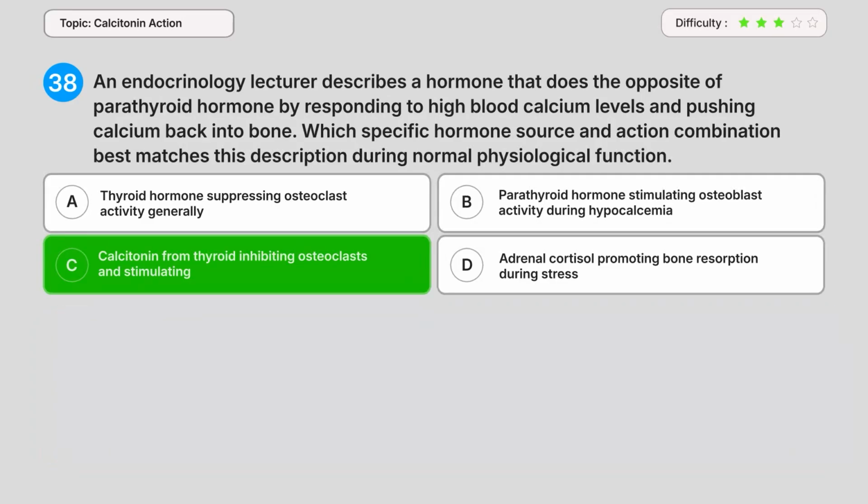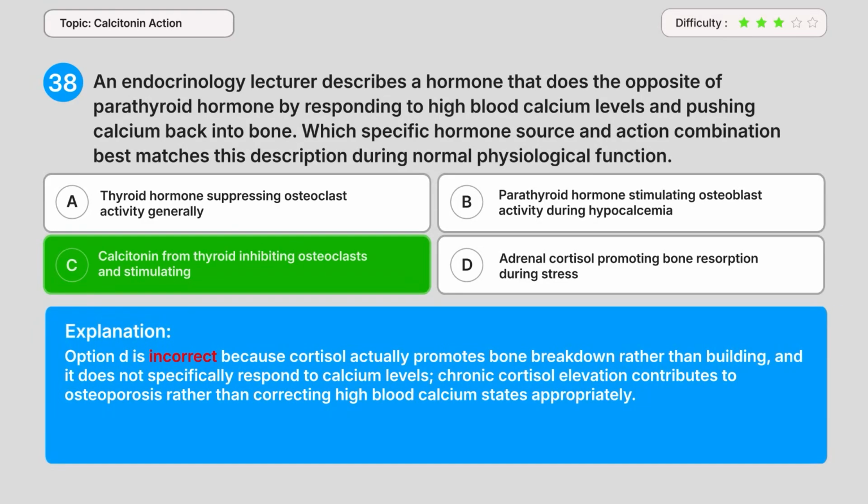during high levels. Option D is incorrect because cortisol actually promotes bone breakdown rather than building, and it does not specifically respond to calcium levels. Chronic cortisol elevation contributes to osteoporosis, rather than correcting high blood calcium states appropriately.